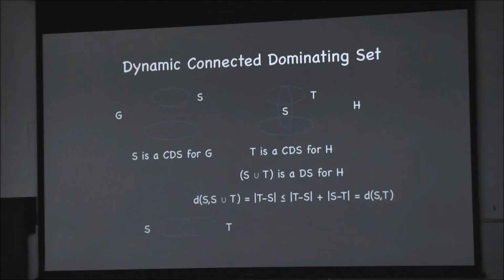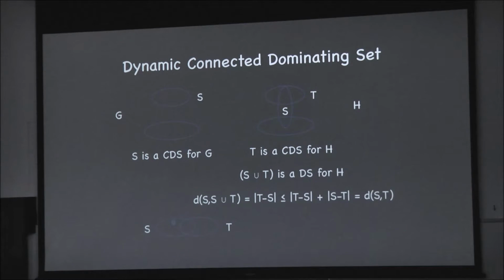Alright. Now, say S and T look like this. They intersect at some vertices. The intersection could also be empty. That's still fine. Alright. Now T is anyway connected. Because T is a connected dominating set for H, T is connected. When I mean T is connected, it's connected in H.